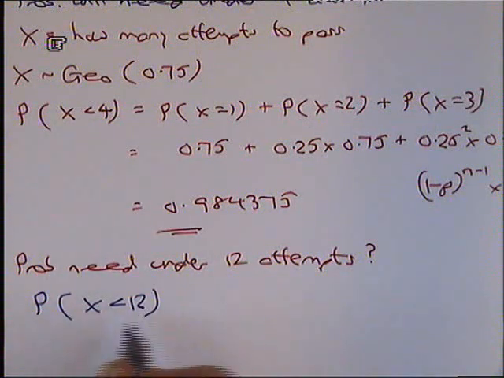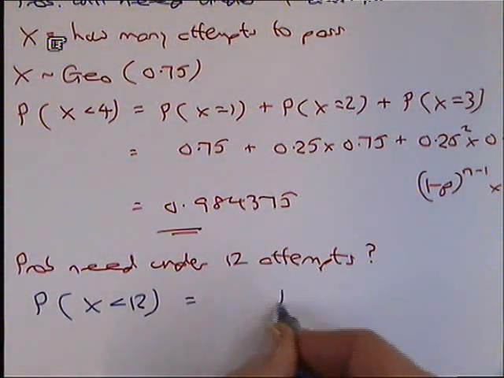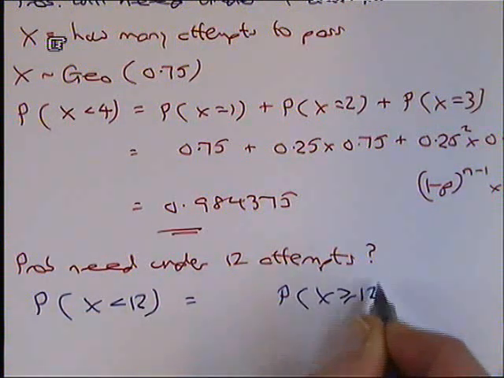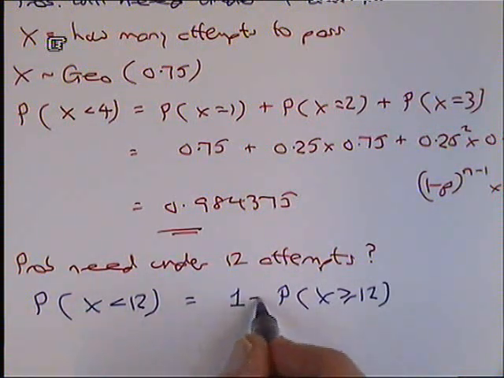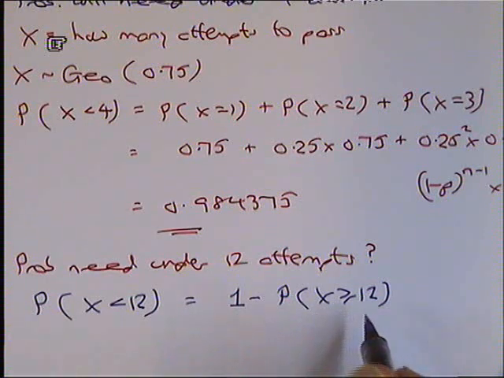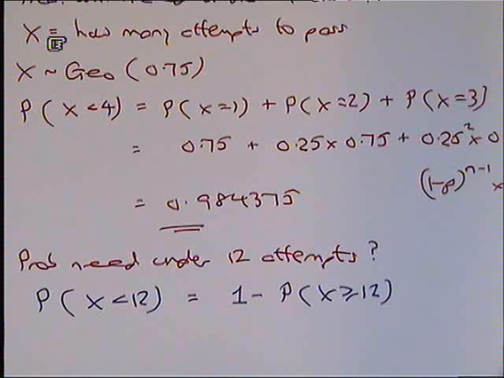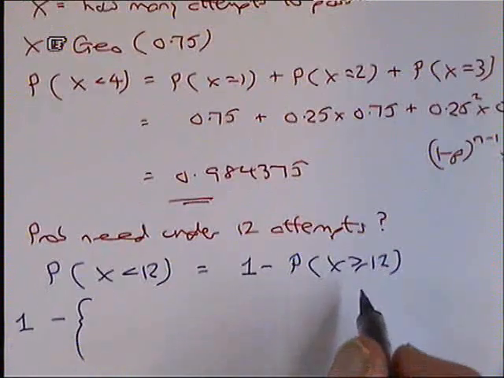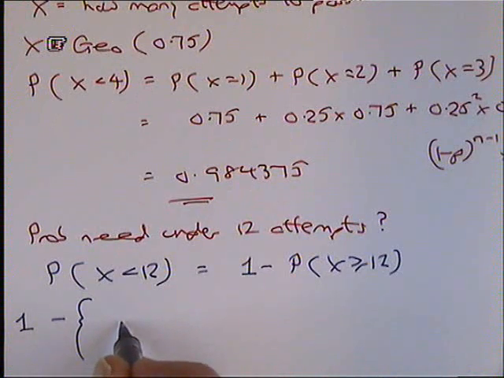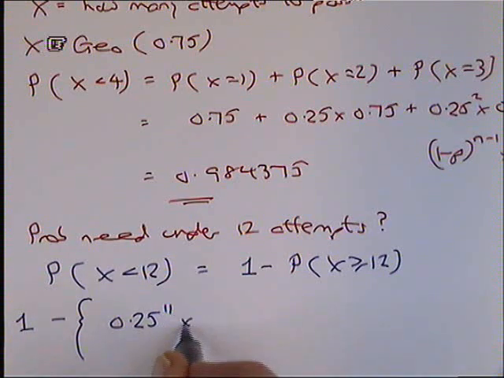So what's the opposite of less than 12? Opposite of less than 12 is 12 or more. So if I do a 1 minus the probability 12 or more, that's the same as less than 12. 12 is included over here, 12 is not included over there, it's not missed out anywhere. So 1 minus 12 or more is 1 minus, well, the probability of 12. 12 is the first thing in here. 12 will be failing 11 times and then passing.